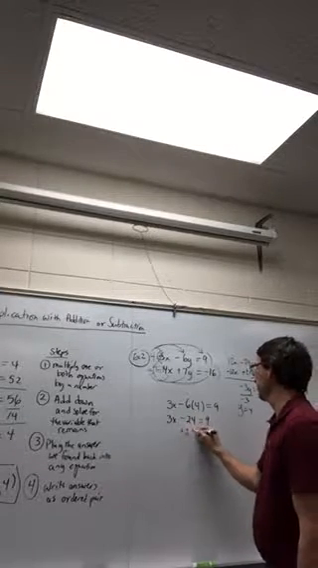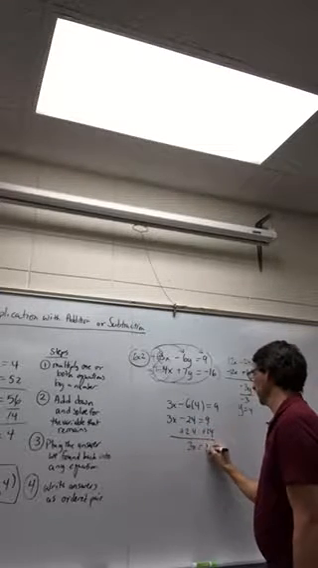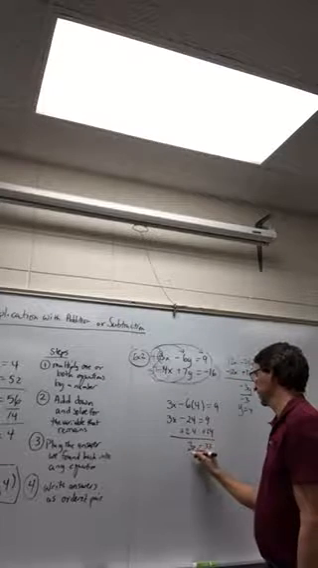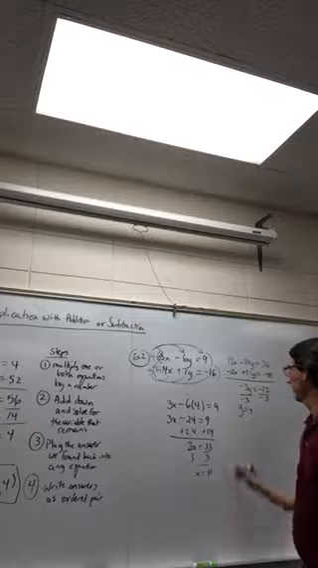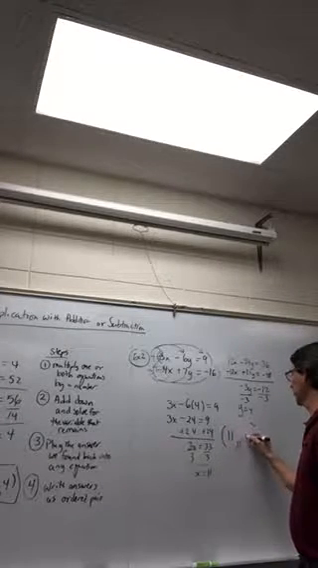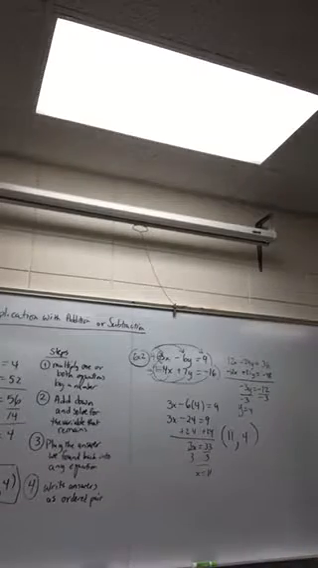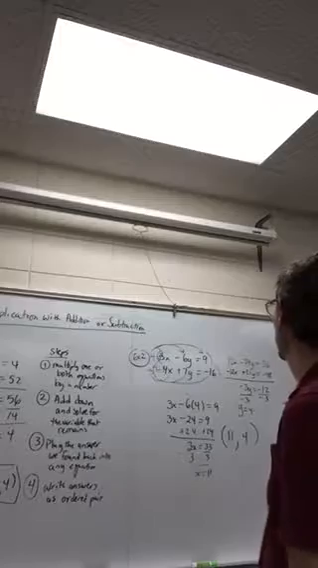I add 24 to both sides. I get 3x equals 33. And we divide by 3 to finish solving for x. X equals 11. And again, don't forget to write your ordered pair. It's x comma y. And we get 11 comma 4. So hopefully this helps with coming up with the answers.